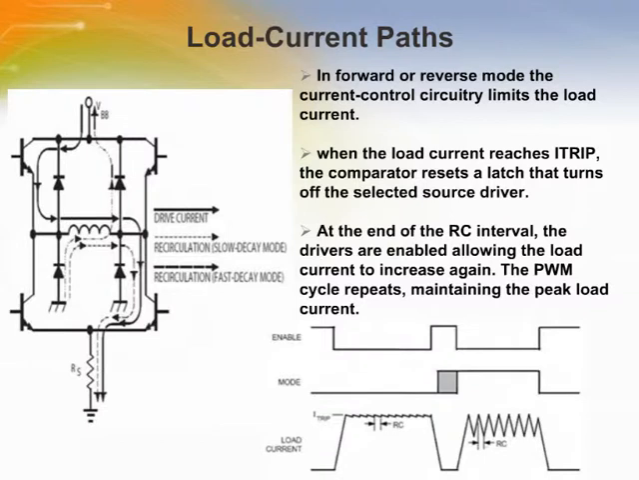In this slide, we discuss the load current path and its timing diagram. In forward or reverse mode, the current control circuitry limits the load current as follows. When the load current reaches current trip, the comparator resets a latch that turns off the selected source driver or selected sink and source driver pair, depending on whether the device is operating in slow or fast current decay mode. In slow current decay mode, the selected source driver is disabled. The load inductance causes the current to recirculate through the sink driver and ground clamp diode.